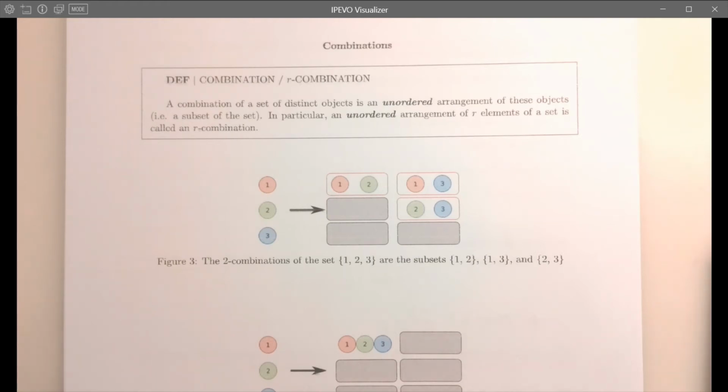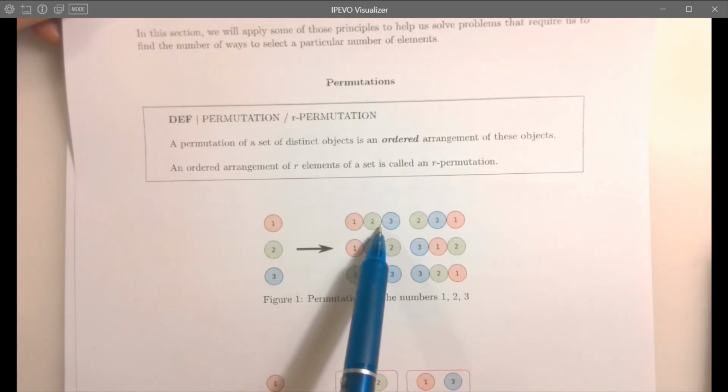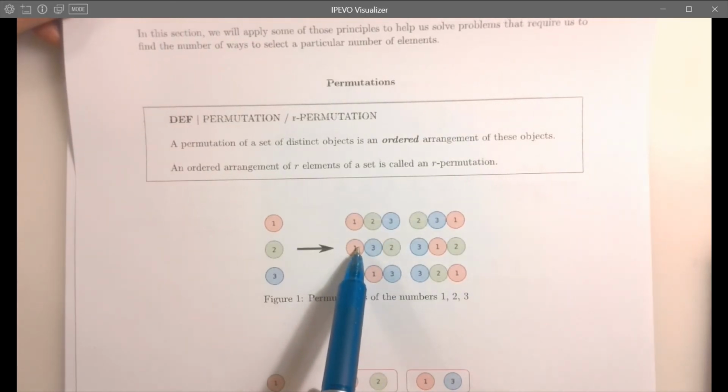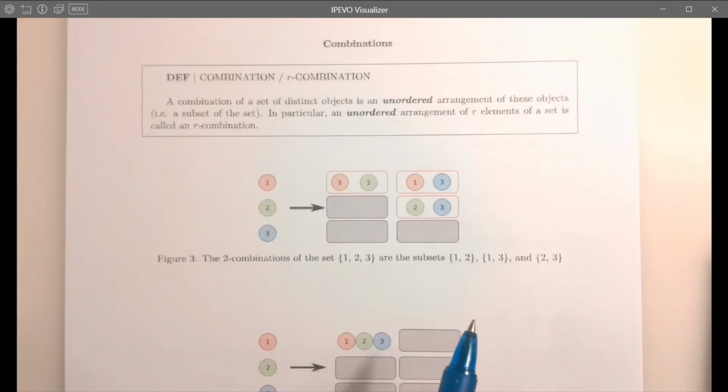Next, we're going to consider combinations. So a combination of a set of distinct objects is an unordered arrangement of these objects. So basically, it's a subset of the set. In particular, an unordered arrangement of R elements of a set is called an R combination. So if we compare against permutations, in a permutation, the order matters, right? So if we have the arrangement 1, 2, 3, that's different from the arrangement 1, 3, 2. In a combination, that doesn't matter.